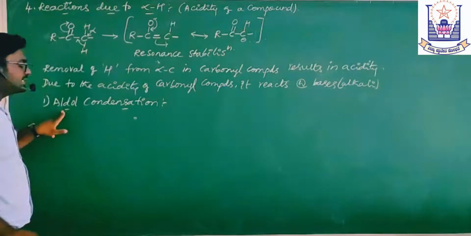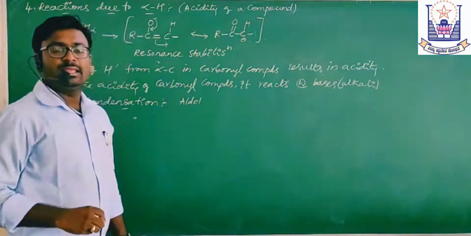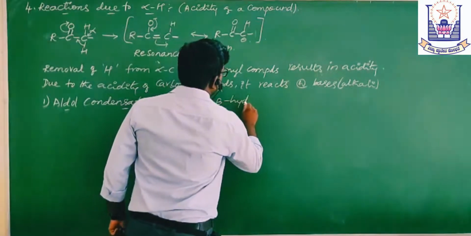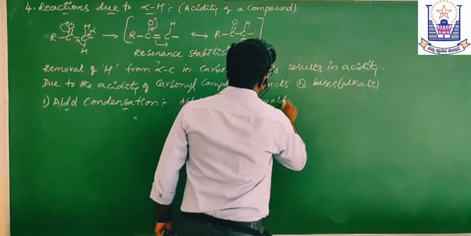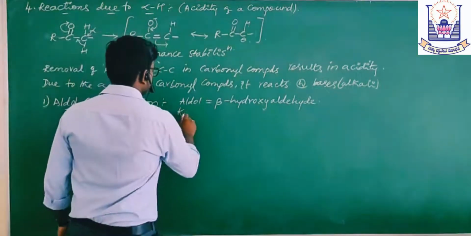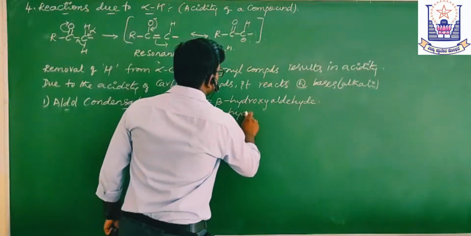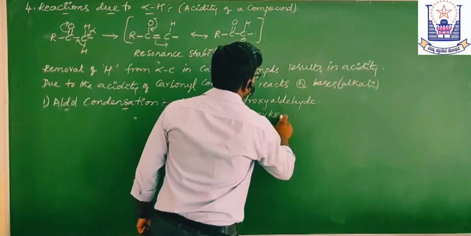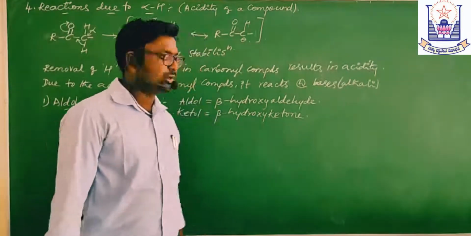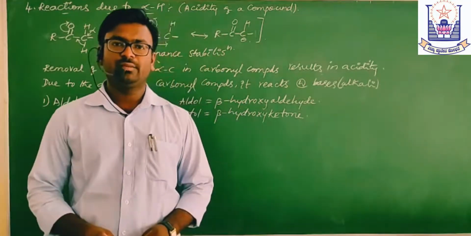Aldol is a type of compound. What is the aldol? Aldol means beta hydroxyaldehyde. Here we also get the ketone. It is a beta hydroxy ketone. When you take a ketone as the reactant, you will get a ketone as the product. If the reactant is an aldehyde, you will get an aldol as the product.